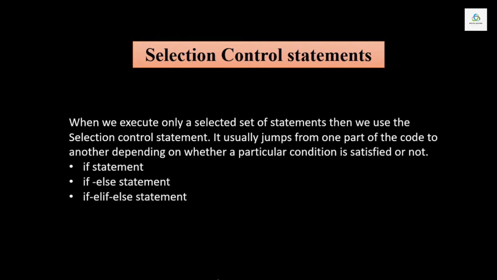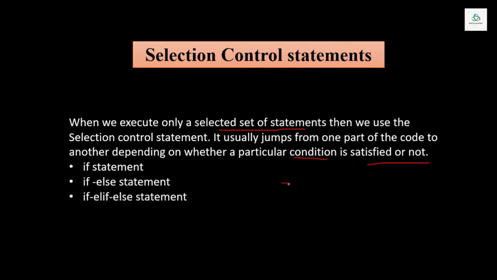So let's see what you mean by selection control statements. When we execute only a selected set of statements, means only a particular block of code, then we use the selection control statement. It usually jumps from one part of code to another depending on whether a particular condition is satisfied or not. It means that if a particular condition is true, it means it is satisfied, then only that particular block of code will be executed. Otherwise, we will move to another block of code.